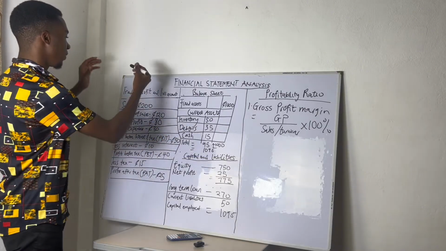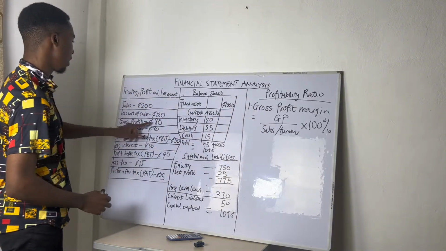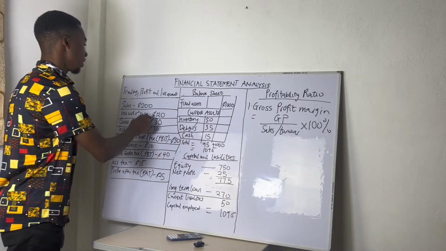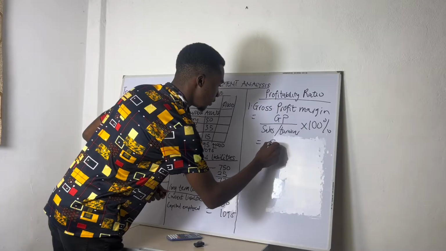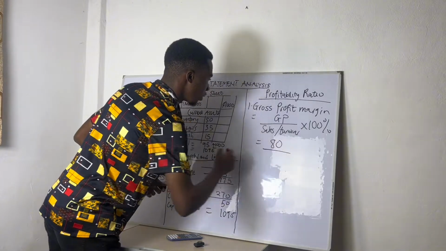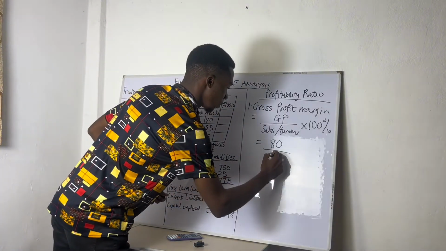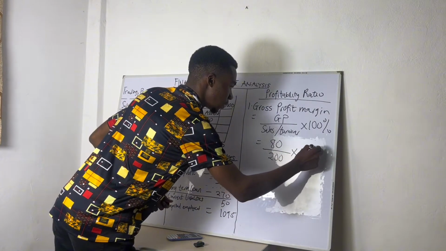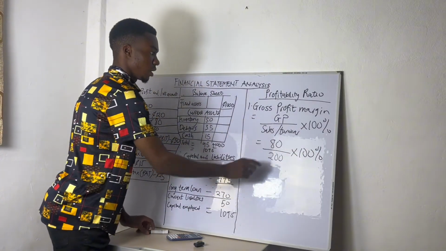Now, we are going to use the values here. So what is the gross profit? The gross profit is 80. The gross profit can also be written as GP, just for short. So right here, we have 80. We are just going to substitute the values. And what was the sales? Sales is 200. Then you have times 100%. So at the end of the day, you have 80 over 200 times 100%.